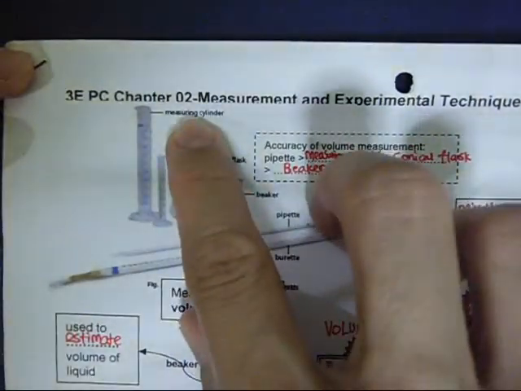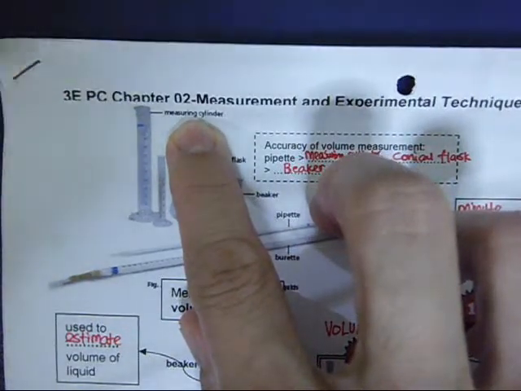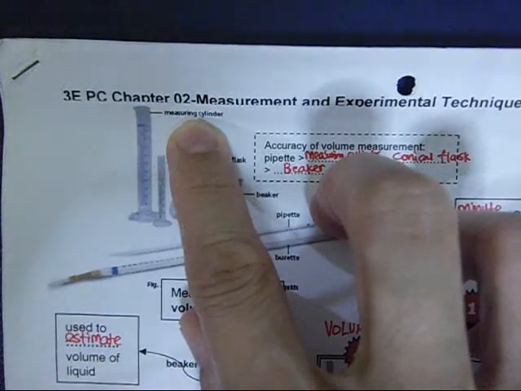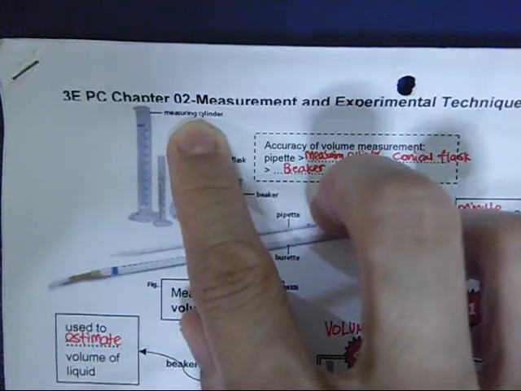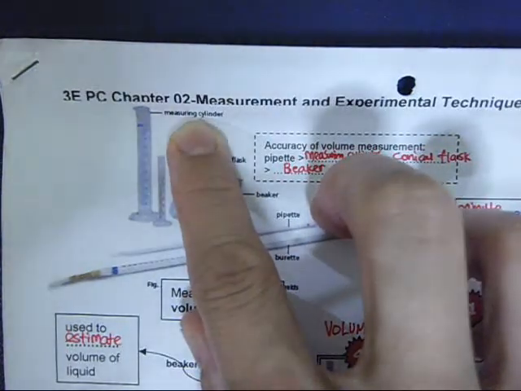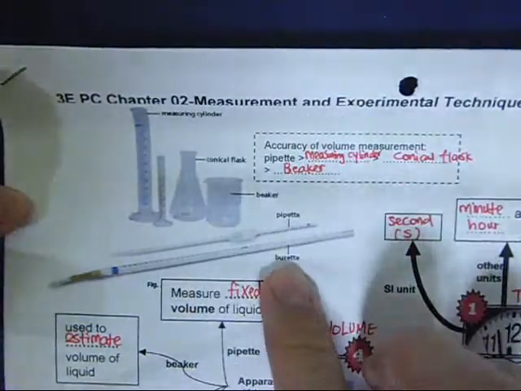For measuring cylinder, usually it's up to the accuracy of 1 cm3. So for example, you can measure up to, for example, the 34 cm3. You cannot have like 34.1 cm3 or 34.2 cm3. So in order to get such measurement, you need a burette.